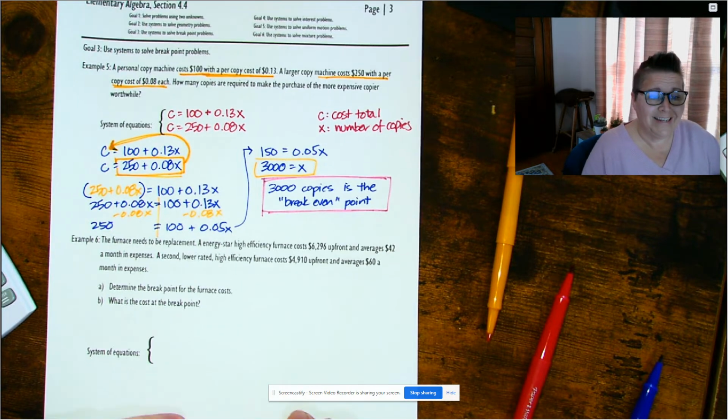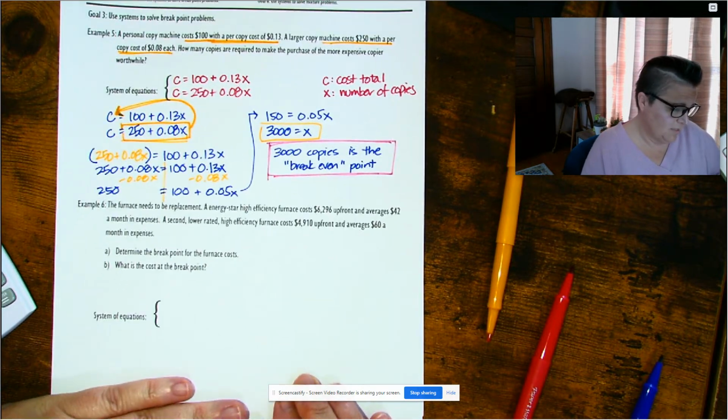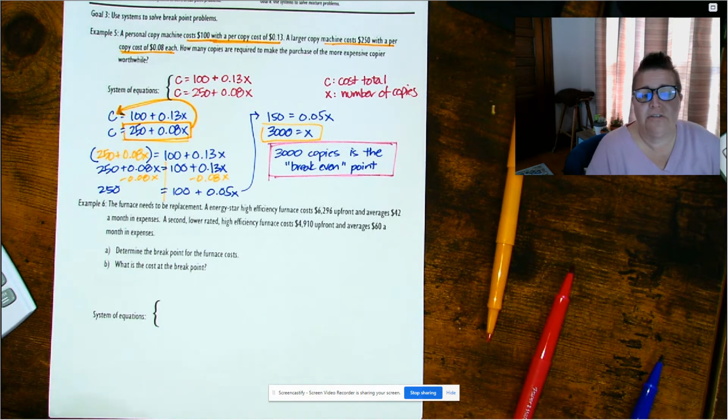Problem number 6 is about a furnace. A furnace needs to be replaced. High Star Energy Furnace will cost you $6,296 up front and will average $42 a month in expenses. A second, lower rated, high efficiency furnace costs only $4,910 up front, but it averages $60 a month in expenses.